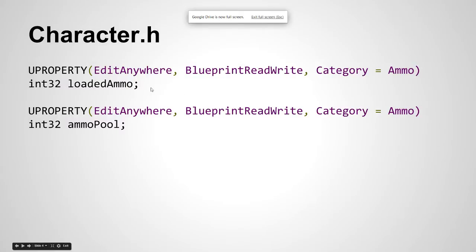So again, these are a few fairly simple lines. We're just defining two variables for the character: the ammo loaded into the gun and the ammo pool available to the character. We're going to be able to edit anywhere, and blueprints are going to be able to read and write both of them, and they can both be edited under the category ammo in the editor.